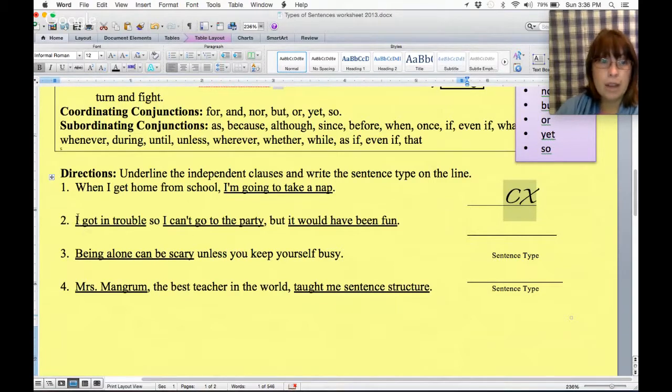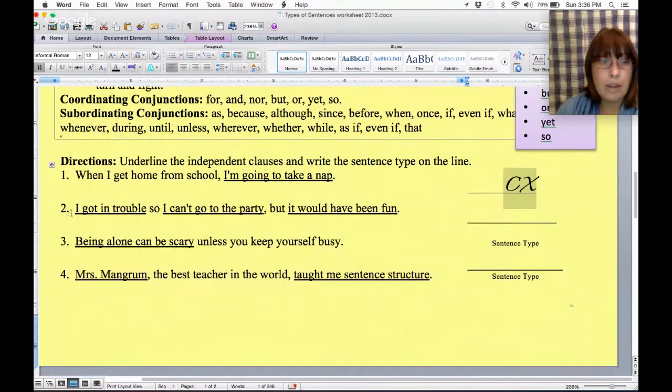Number 2, I got in trouble, so I can't go to the party. Oh, bummer. All right, I got in trouble is one clause. I can't go to the party is another clause. It would have been fun is another clause. And we have 3. So we have 3 clauses here. We've got, let's see, so is a fanboy, for, yet, nor, so. So that's a coordinating conjunction. Now take a look at but.